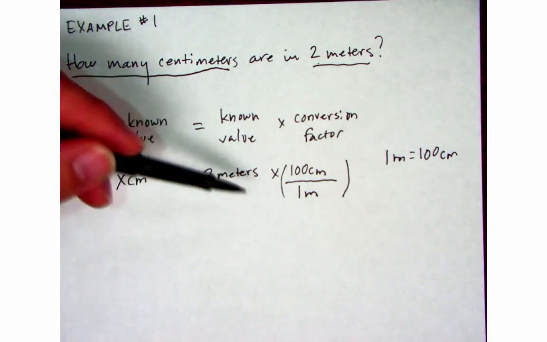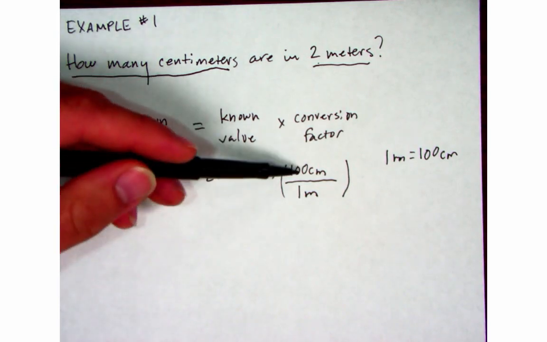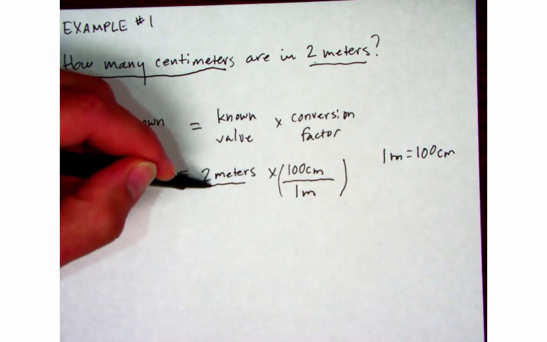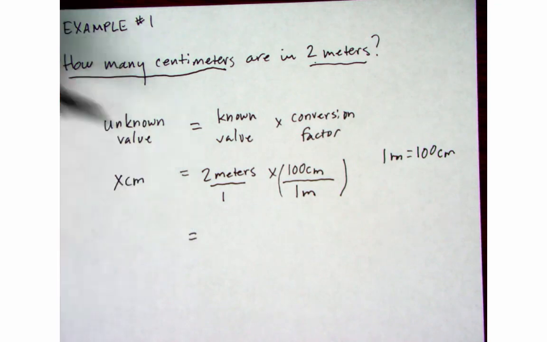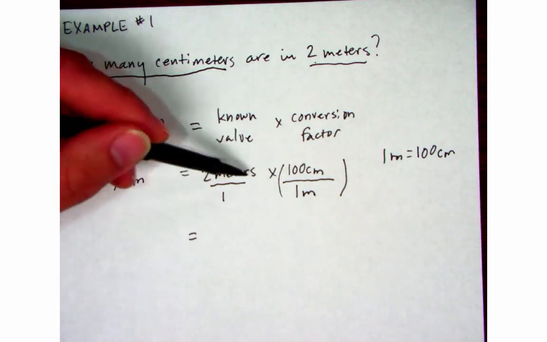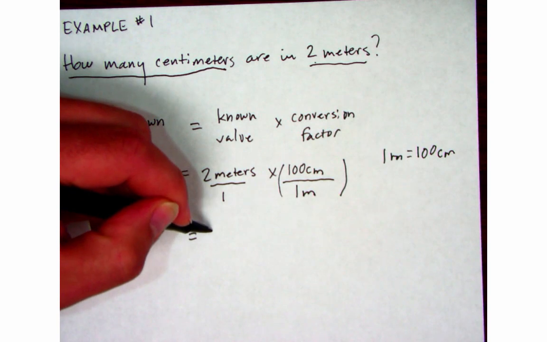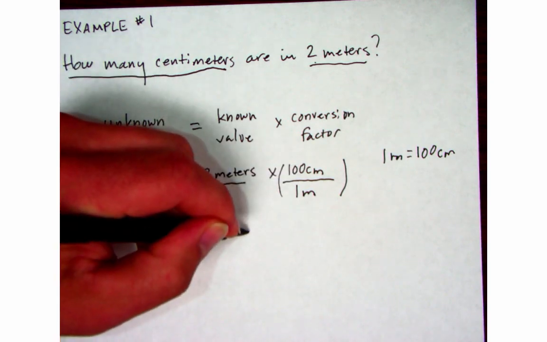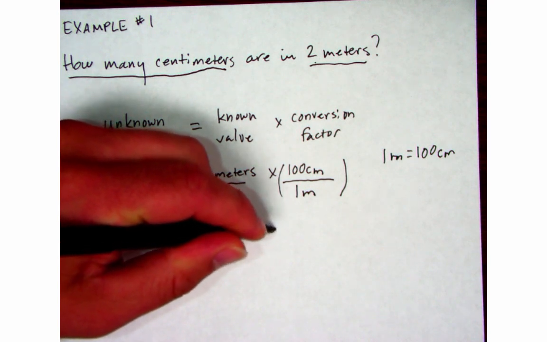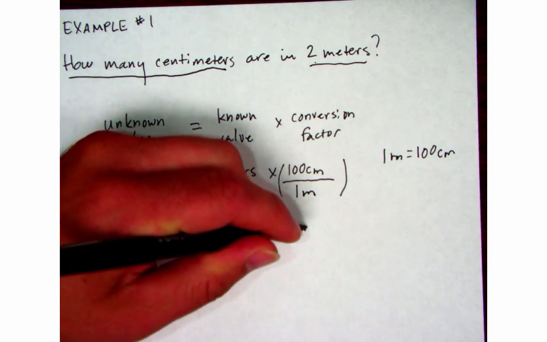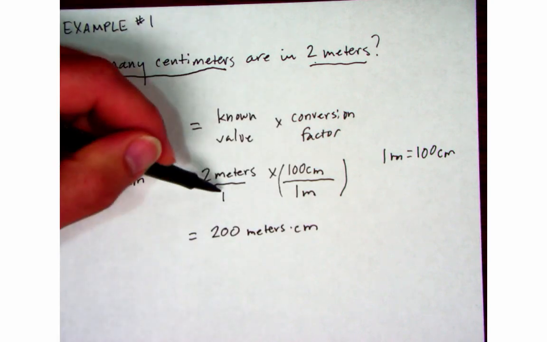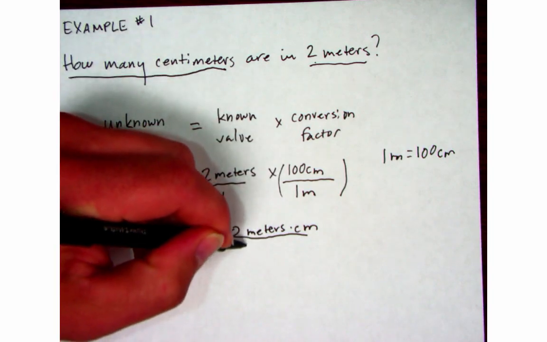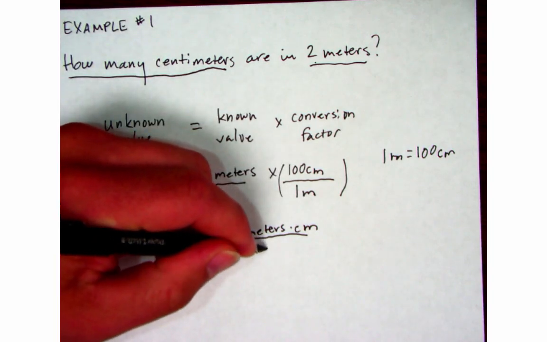Okay, so now my math problem is set up. Notice that here's a fraction. This is not a fraction. I can treat this one like it is a fraction, though. I'll just put it over 1. And when we multiply fractions together, we multiply the numerators together. So 2 times 100 is 200. Meters times centimeters is going to be meters times centimeters. And on the bottom, I go 1 times 1, which is 1, and meters is the only unit there.